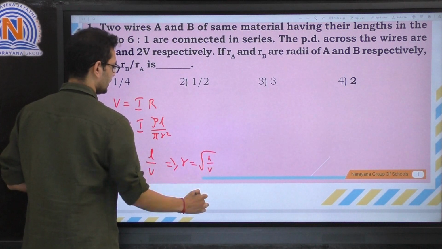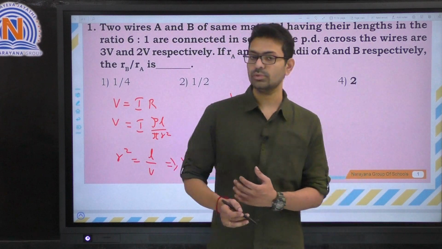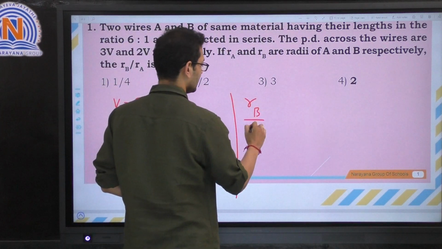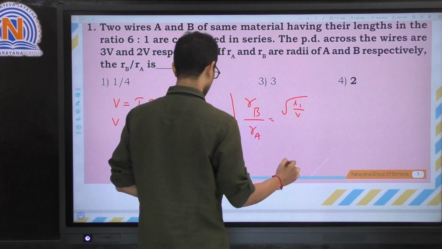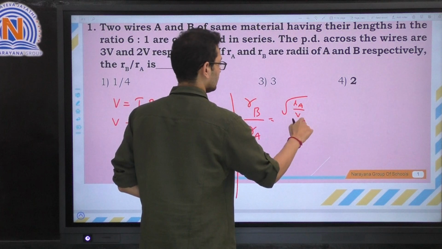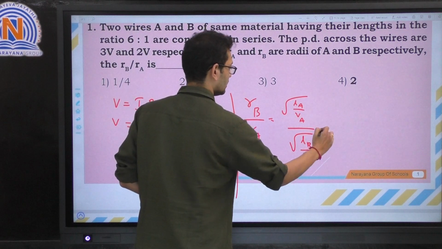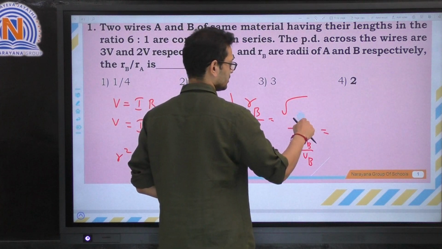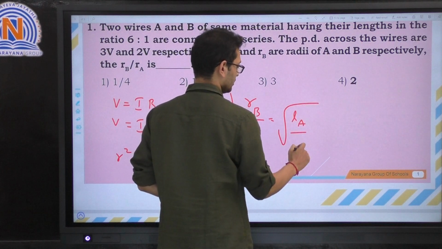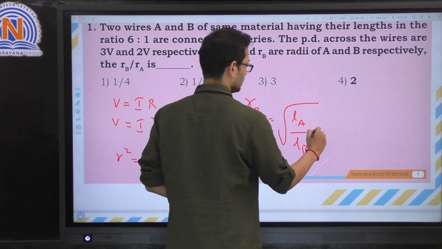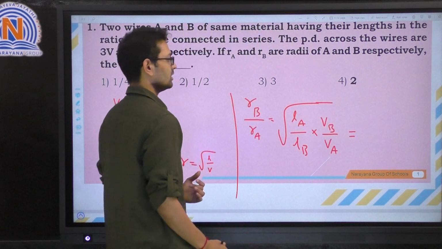Now if you are trying to find RB by RA, what is it going to be? RB by RA is root over LB by VB, divided by root over LA by VA. That is equal to, you can write it like this, root over LB by LA into VA by VB.